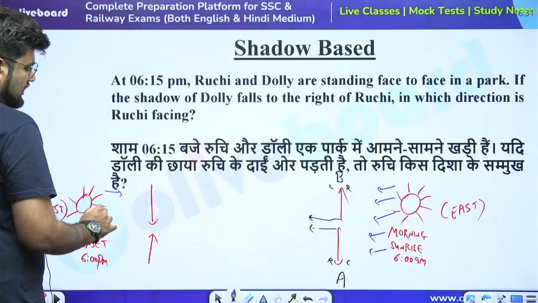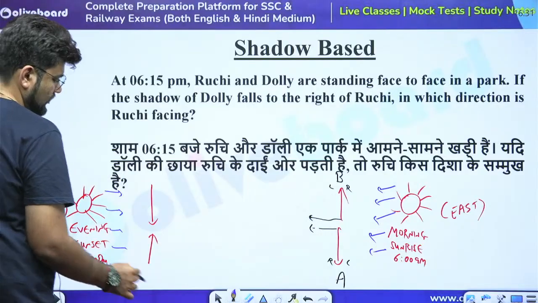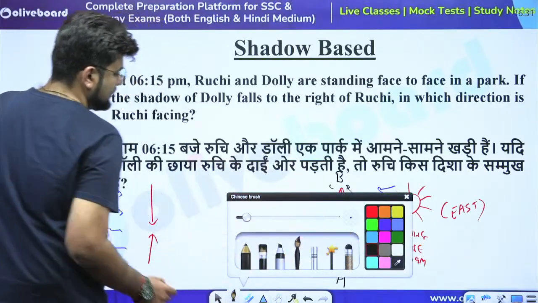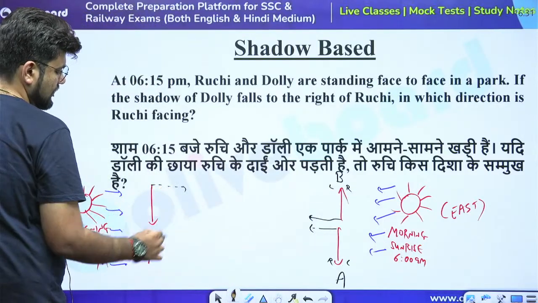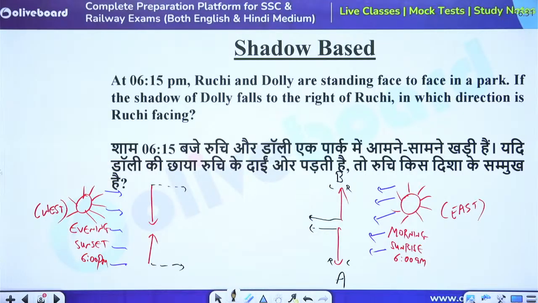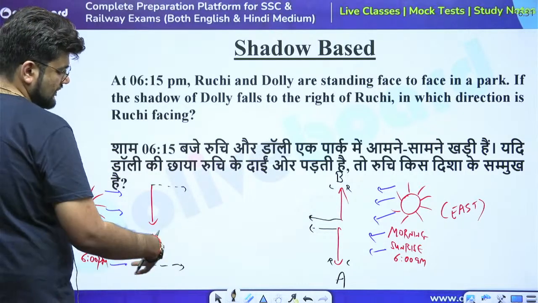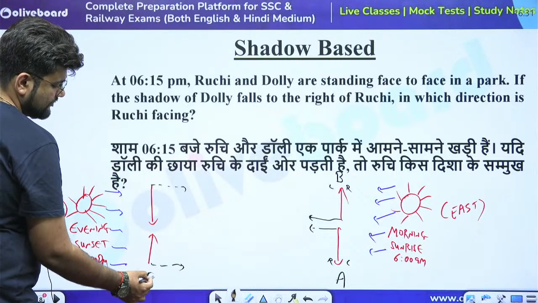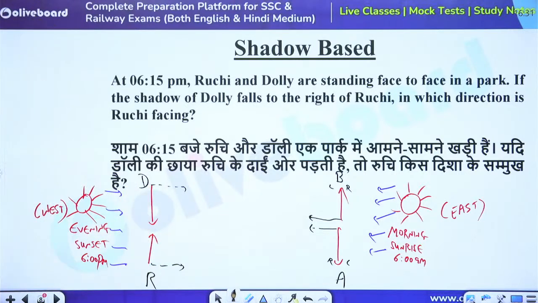This is the light source. Rays are coming from here. If the rays are coming from here, where will the shadows form? The shadows will be here. So the shadow of Dolly falls to the right of Ruchi. For this person it's the right. So right of Ruchi, this is Dolly. Correct? Which direction is Ruchi facing?